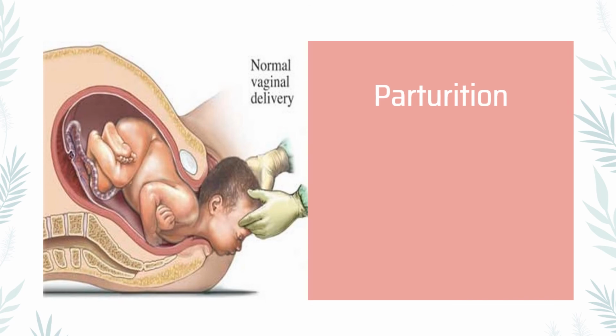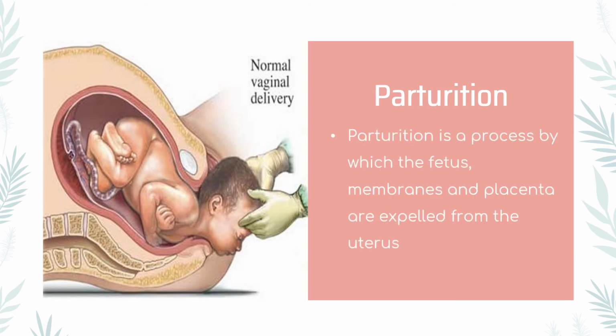Parturition is the process by which the baby is born. So parturition is a process by which the fetus, the membranes, and the placenta are expelled from the uterus. Progressive hormonal and mechanical changes result in strong rhythmic contractions. It is also called labor.